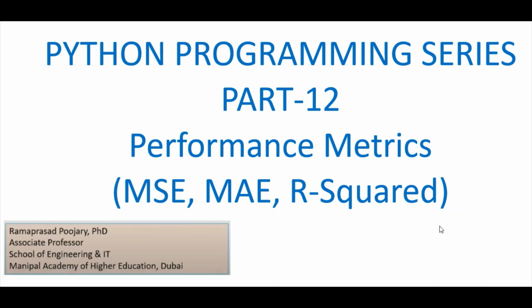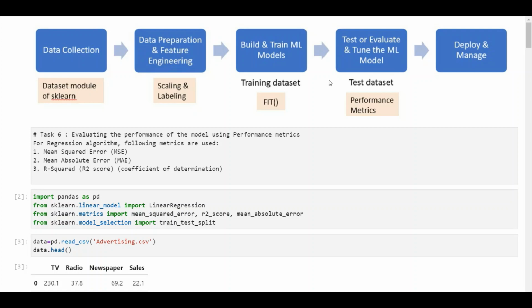In this session, we are going to talk about performance metrics used for regression algorithms, and we're going to have a discussion about three important metrics: mean square error, mean absolute error, and R-squared score. In the previous video, that is part 11, we saw how a linear regression model is trained using a fit function of scikit-learn. Once the model is trained, it becomes necessary to evaluate the performance on a new data set, that is, a data set which is not part of the training data set.